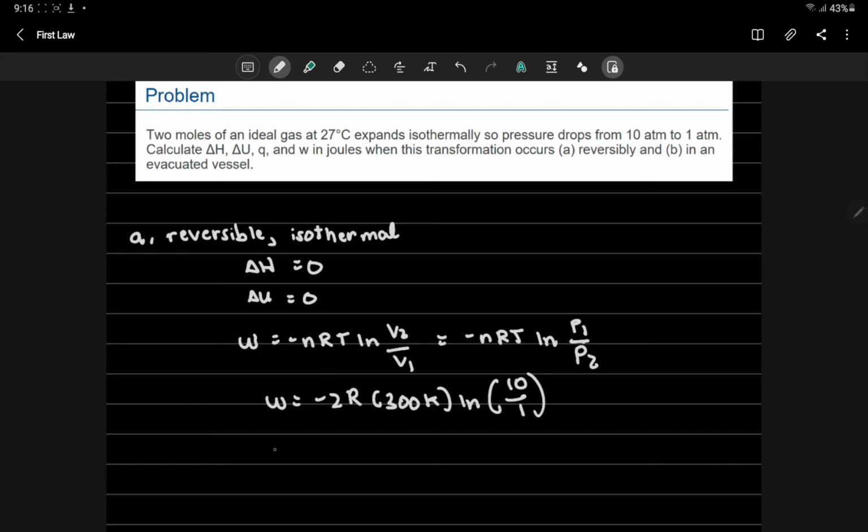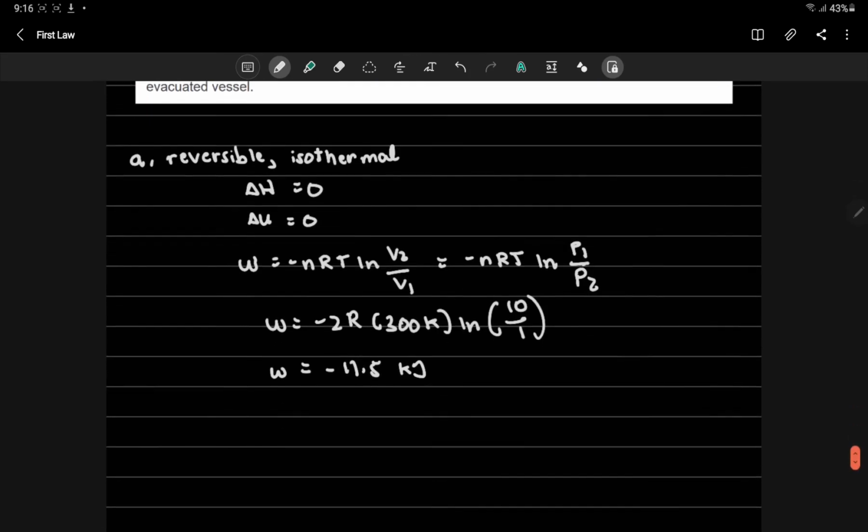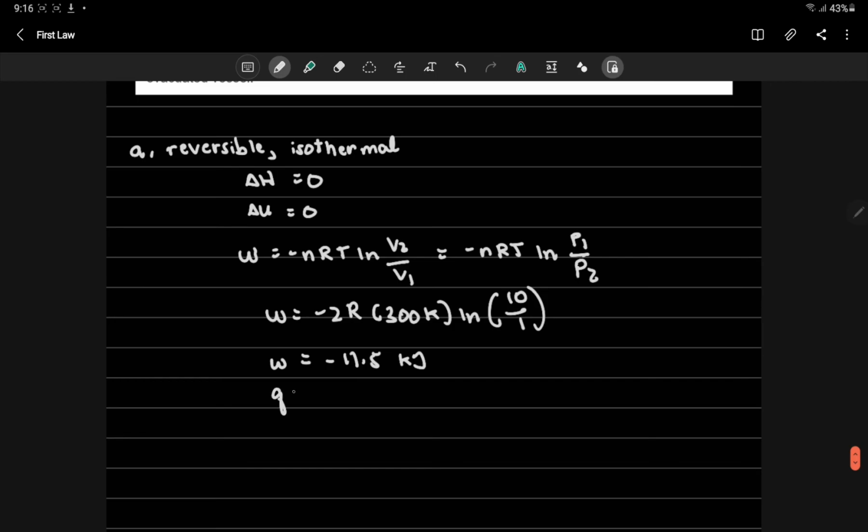Okay, so therefore yung work will be equal to negative 11.5 kilojoules. How about heat? Heat is just the negative of work. So therefore heat is 11.5 kilojoules. So we were able to get the four energy values. Okay, now let's go to letter B.